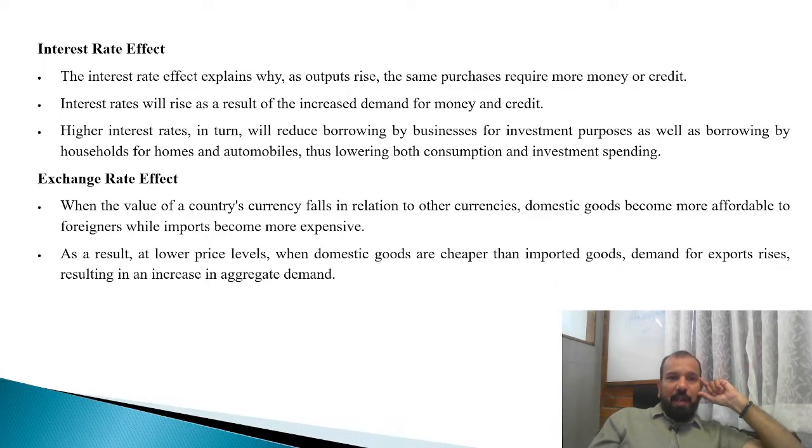Next is the interest rate effect. As overall output rises, some purchases require more money or credit. Interest rates will rise as a result of the increased demand for money and credit. Higher interest rates in turn will reduce the borrowing of businesses. Just like the monetary policy I have already discussed, when we have a higher repo rate, banks will take less loans, because banks again are going to charge higher prices. Consumers will take fewer loans. So higher interest rates will reduce the borrowing by businesses for investment purposes, as well as the borrowing by households for homes and automobiles, thus lowering both consumption and investment spending.